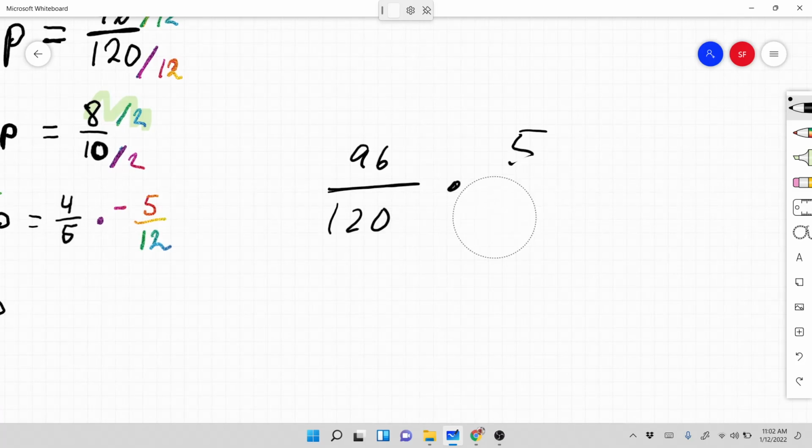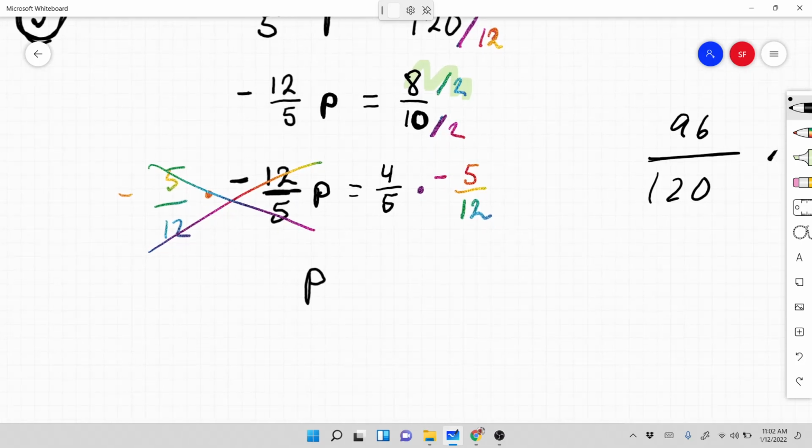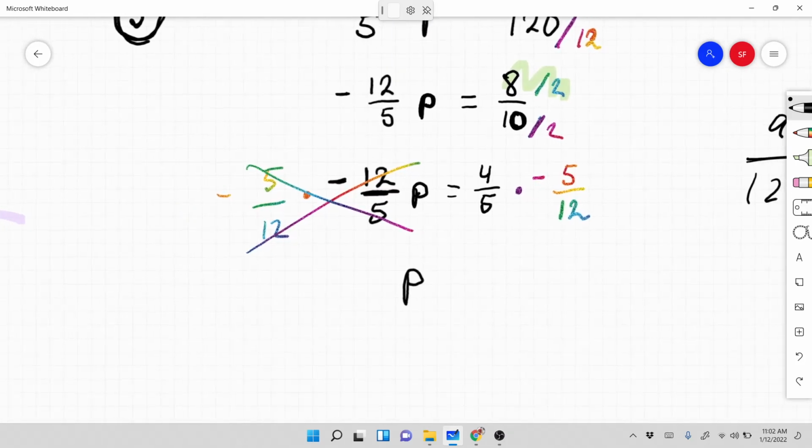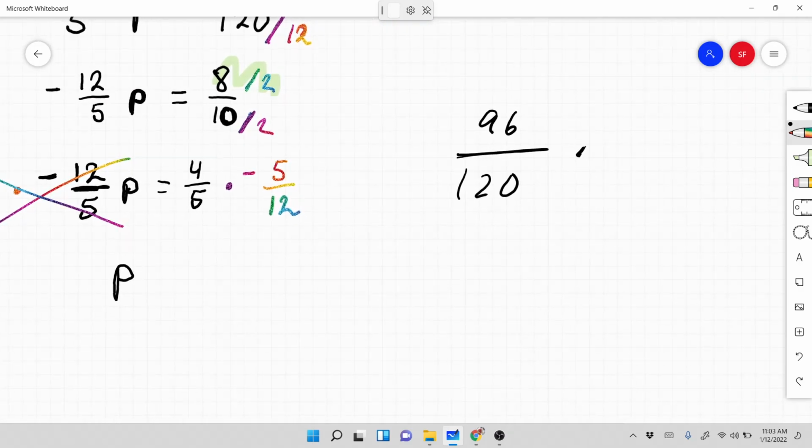Hold on. Okay, so it has to be... It's not 12 over 5. Okay, y'all hush. Thank you. To get rid of this guy, remember we've got to multiply by the reciprocal. So we've got to flip it over. So it's got to be 5 over 12.